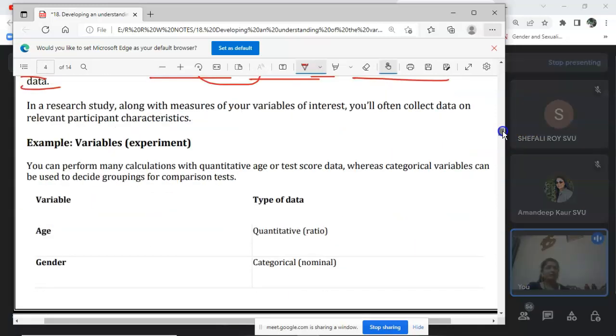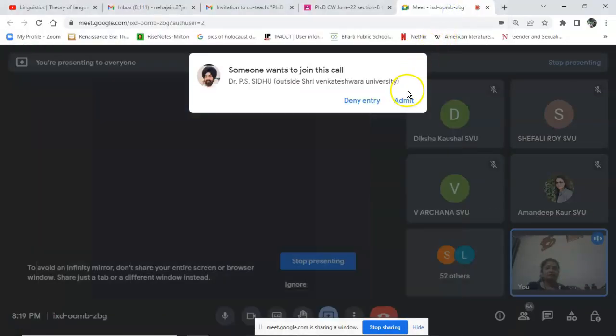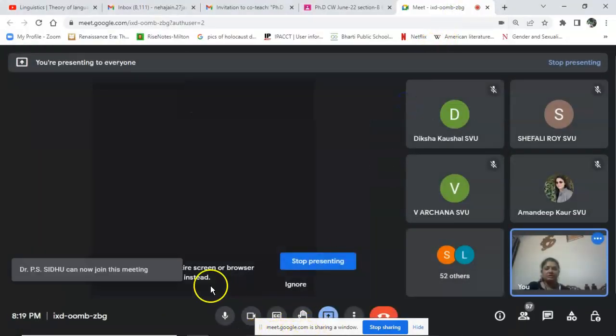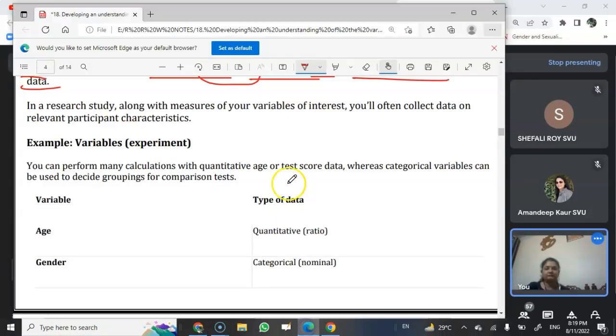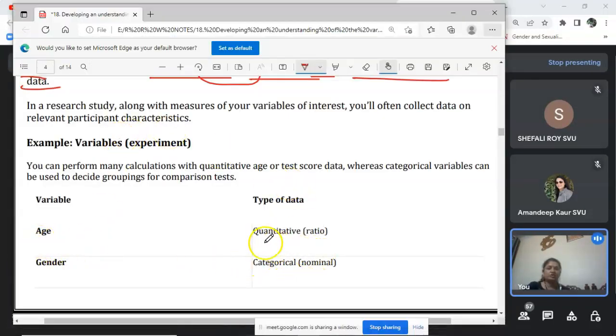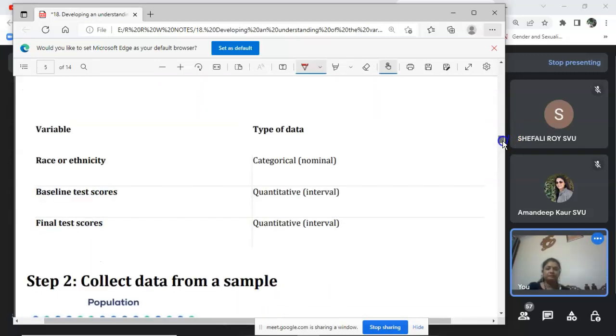See, this is how they have divided the data. The variable age data, we have to divide into the ratio; that is quantitative. Gender is category, nominal. Then race and ethnicity is categorical. Then baseline test score is quantitative, final test score is quantitative. Such is the data, that if we are testing or making a comparison, it is all categorical or interval data like qualitative.